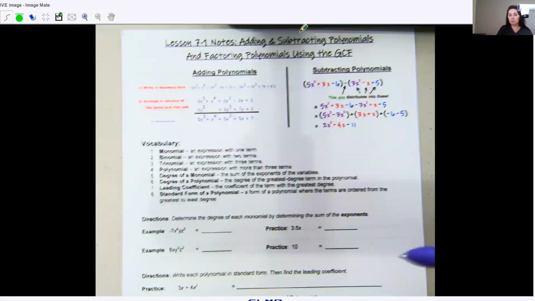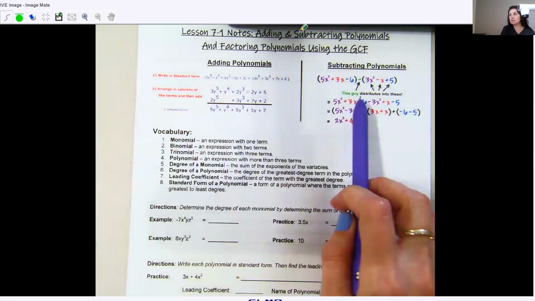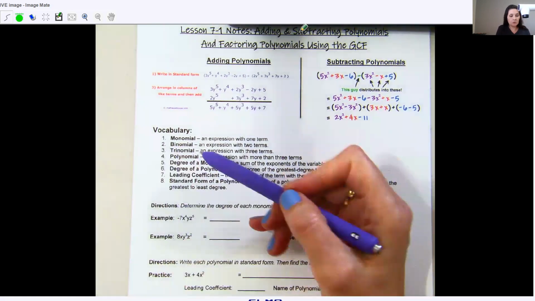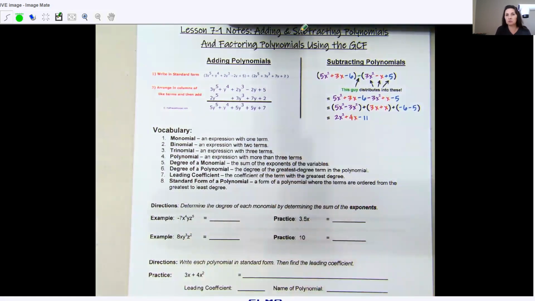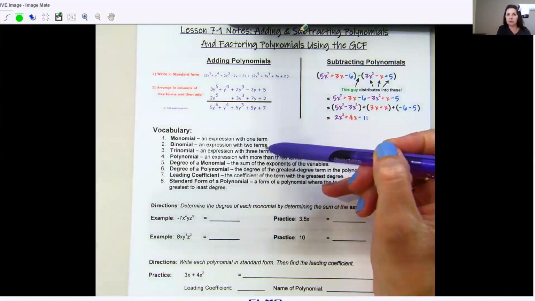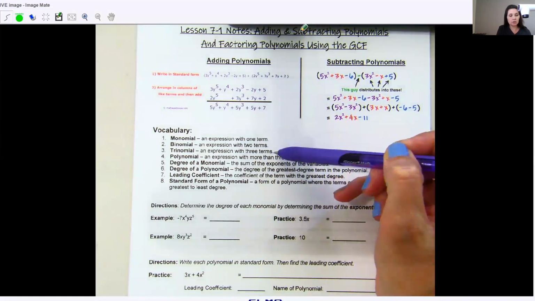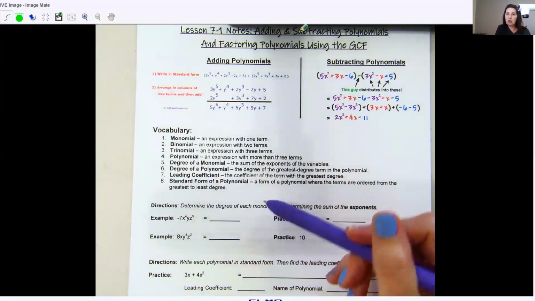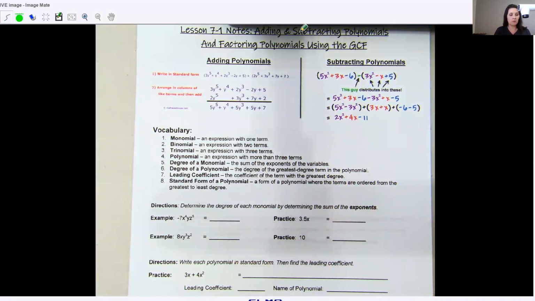We're going to go ahead and skip down to the vocabulary. These are just some examples you can refer to when we're finished. But a polynomial is an expression that has multiple terms. And you can break that down into a monomial with one term, a binomial that has two terms, a trinomial that has three terms, and then a polynomial we refer to as anything that has more than three terms. Down here, we're going to be talking about the degree of monomials and polynomials, and I'll explain that as we get further into our lesson.